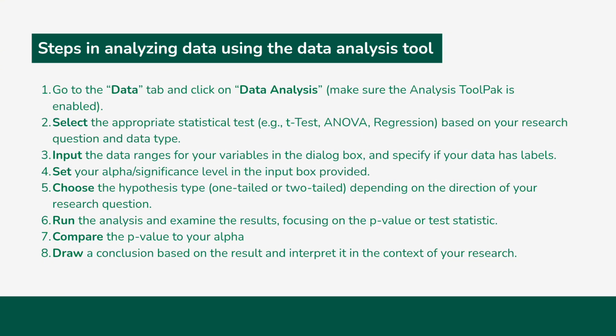Next, set your alpha significance level in the input box provided. Then choose the hypothesis type, one-tailed or two-tailed, depending on the direction of your research question. Run the analysis and examine the results, focusing on the p-value or test statistic. Compare the p-value to your alpha. Draw a conclusion based on the result and interpret it in the context of your research.